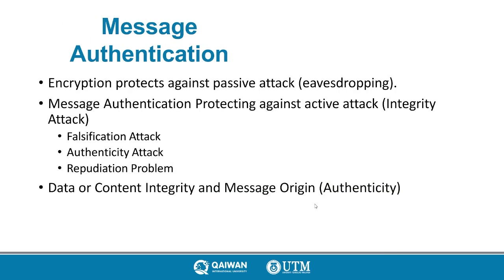Now, message authentication. Again, we said that encryption protects against passive attack only, okay? However, what about message authentication protecting against active attack? So encryption would be for passive attack, authentication would be for active attack or integrity attack. Now, falsification attack, authenticity attack, and repudiation problem would be the types of message authentication protection: data or content integrity and message origin authenticity.